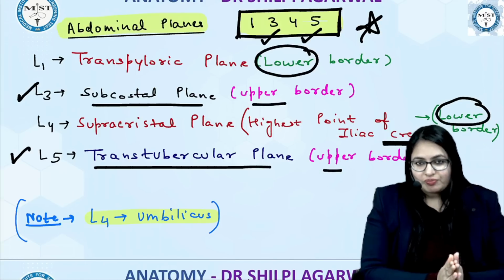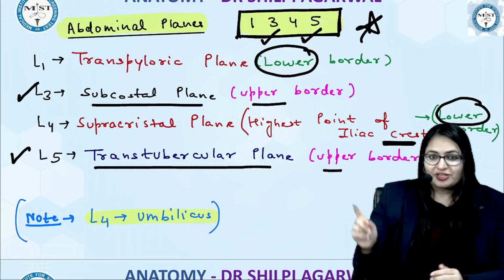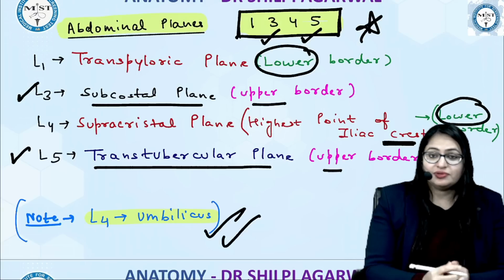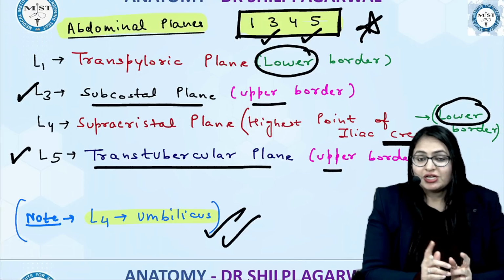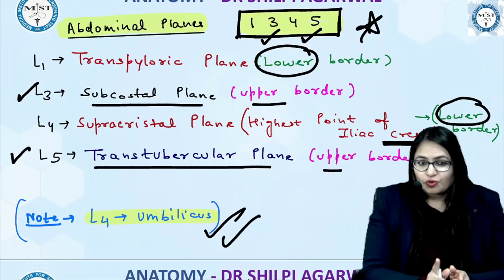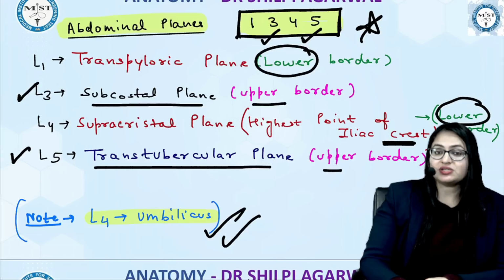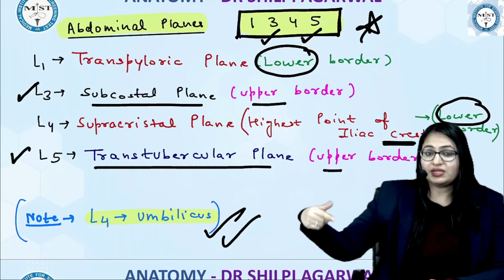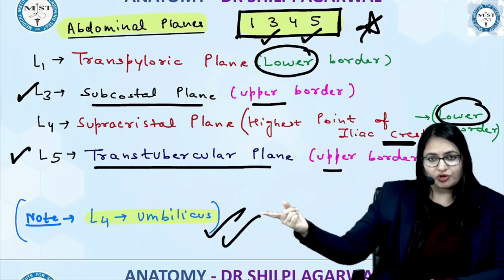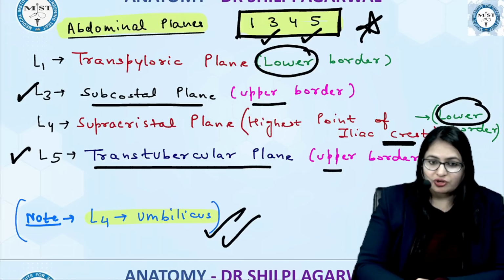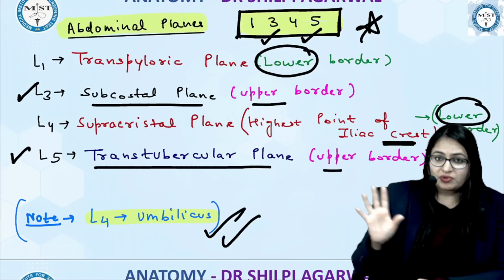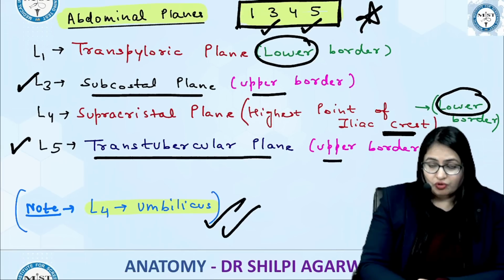First of all, you memorize this. And over here in the abdomen itself, what else do you have? Yes, the umbilicus also. The vertebral level of the umbilicus is what? It is L4. And when we are talking about this umbilicus vertebral level, L4, the border is upper border. So umbilicus, upper border of L4. So first you memorize these planes over here, very, very important.